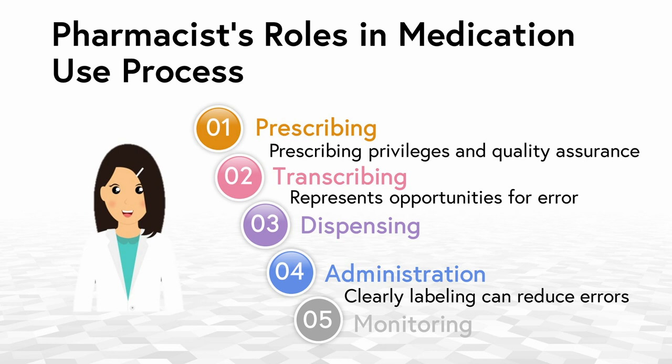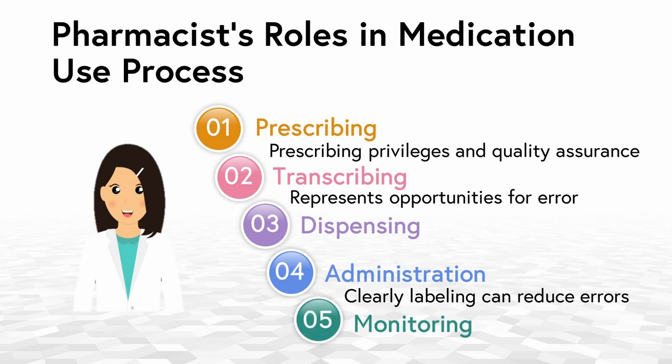Pharmacists help improve the safety of medication administration by clearly labeling medications, using barcoding systems and unit dose packaging, reducing the time and effort involved in accessing drugs, and using technology that reduces administration errors.